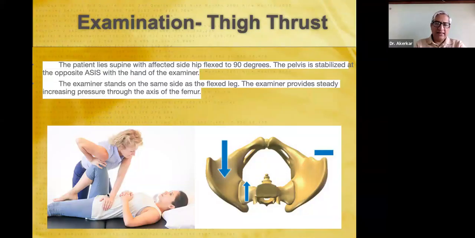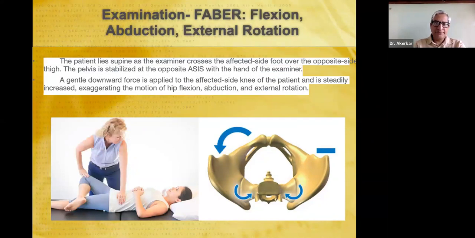Now this can elicit pain in the hip joint, this can elicit pain in the sacroiliac joint, but this is one of the tests that you can perform. Thigh thrust, something that is very commonly used.